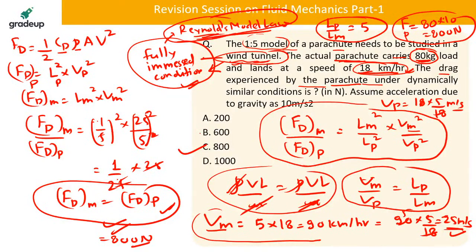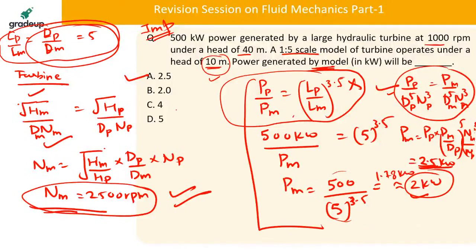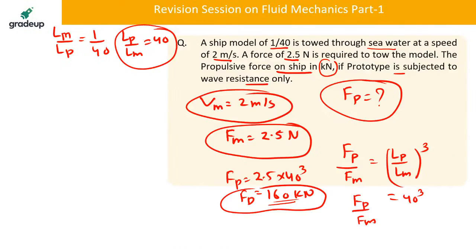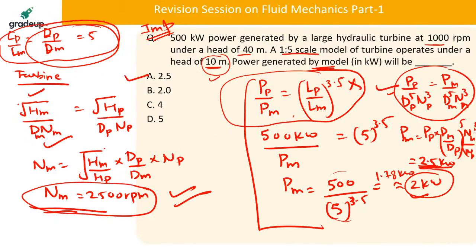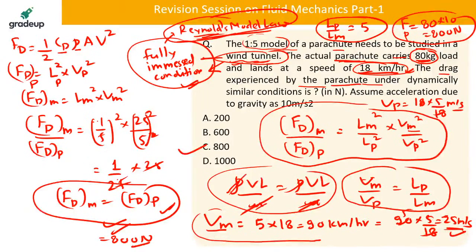Beta, that is not it, Vikram, that is the Froude model law. Vp by Vm is equal to this, this is the Froude model law. We are discussing the Reynolds model law. I have applied the Reynolds model law here. Clear or not? We have applied the Reynolds model law here.